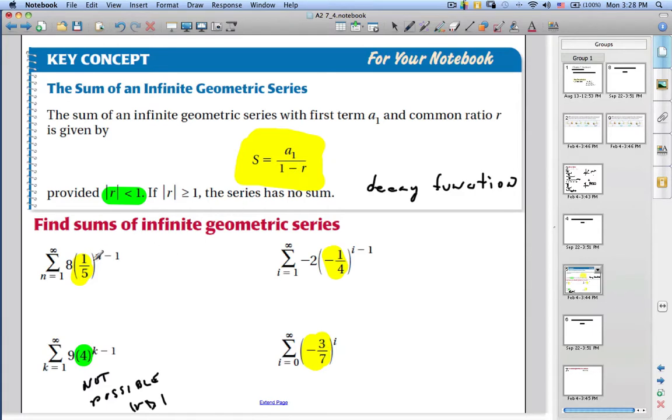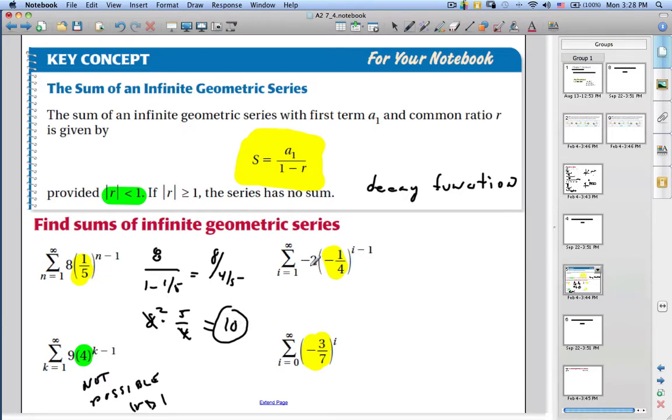So I'm going to take my first term, that's 8, and I'm going to divide it by 1 minus the common ratio, which is 1/5. So I'm going to have 8 divided by 4/5. That means I'm going to multiply it times 5/4. 4 goes into 8 twice. 2 times 5 is 10. So the sum of this infinite series is 10.